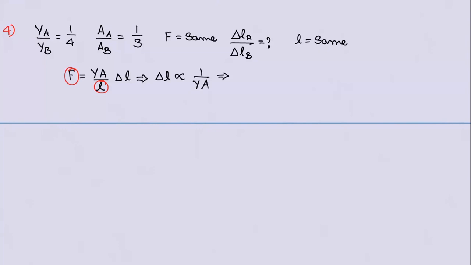That implies delta LA by delta LB is equal to YB by YA and area B by area A. Sir, why? You know that it is inversely proportional, so you have to take the reciprocal. That answer will be 4 by 1 into 3 by 1, that is equal to 12 by 1. Answer is 12:1. So answer is B.